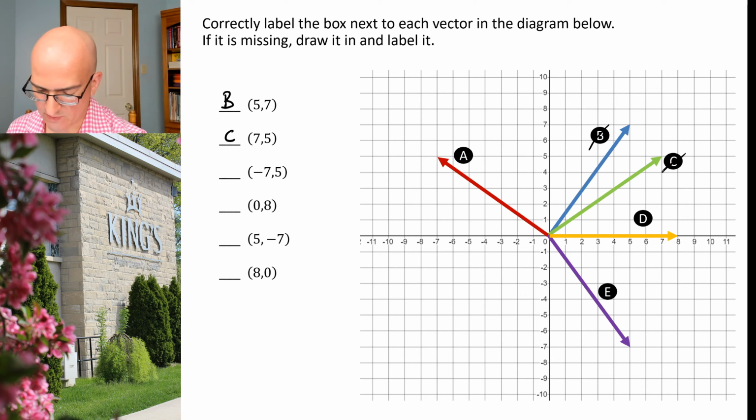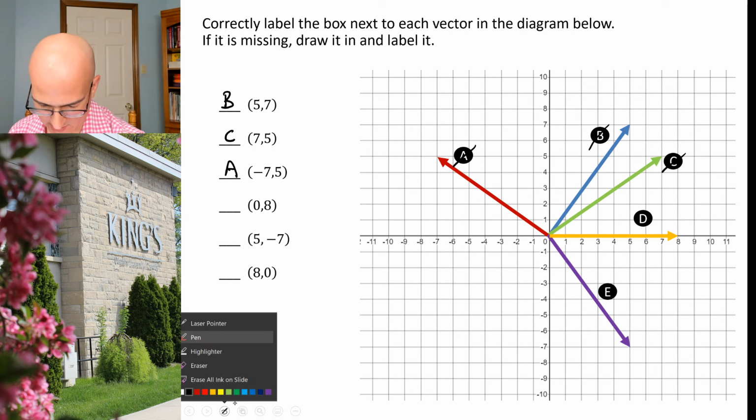Okay, next one. I want to go -7 units in the x direction. So that's 7 units to the left. And then I want to go 5 units up. Well, that's going to be point A, or vector A. Okay, and then 0, 8. So I want to go 0 units in the x direction, and then 8 units up, and we don't have that. So we have to draw it and label it.